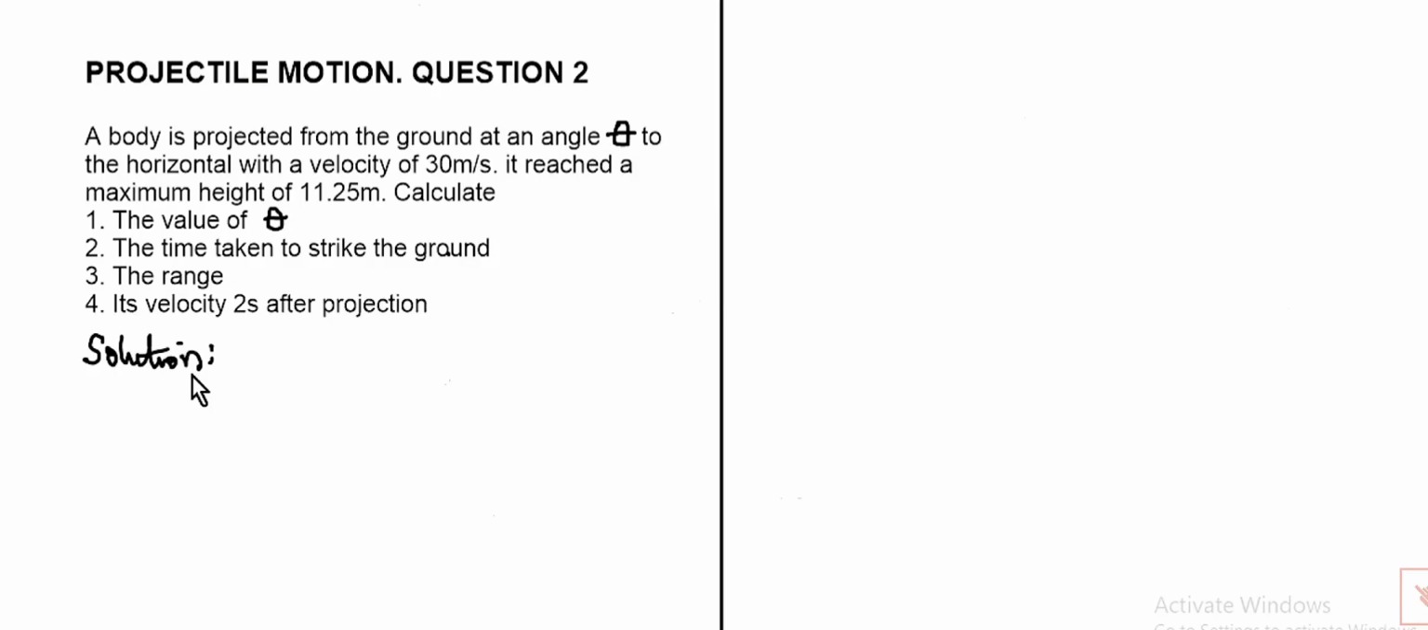Welcome to VINDAL'S concept. We are going to be going into projectile motion, and this is question 2 on the series. The question reads, a body is projected from the ground at an angle theta to the horizontal with a velocity of 30 meters per second. It reached a maximum height of 11.25 meters.